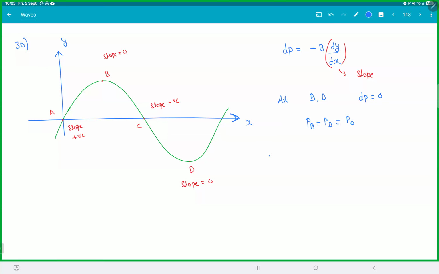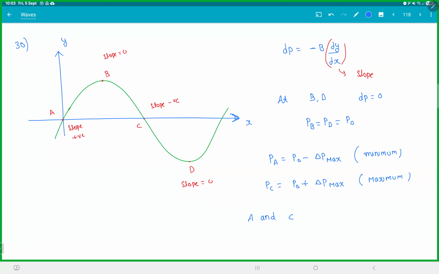If you look at A, slope is positive, but there is a minus. So pressure at A is P naught minus delta P max. That is the maximum slope there. This is your minimum value. Pressure at C is P naught plus delta P max. This is the maximum value. B and D are nothing. And who has the maximum change in pressure? A and C have the maximum change in pressure.